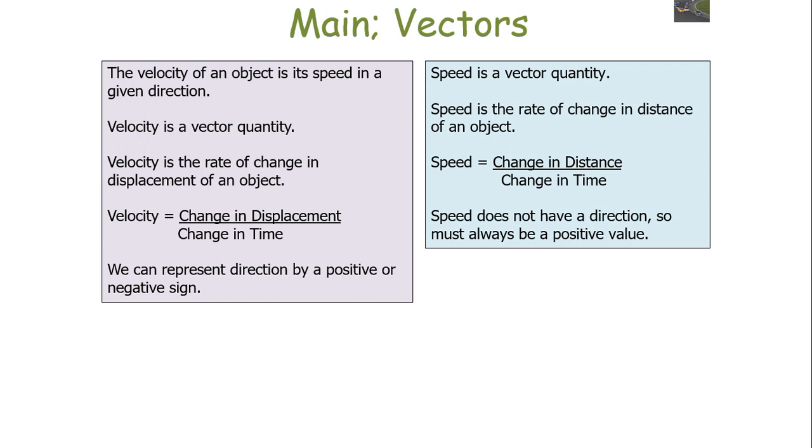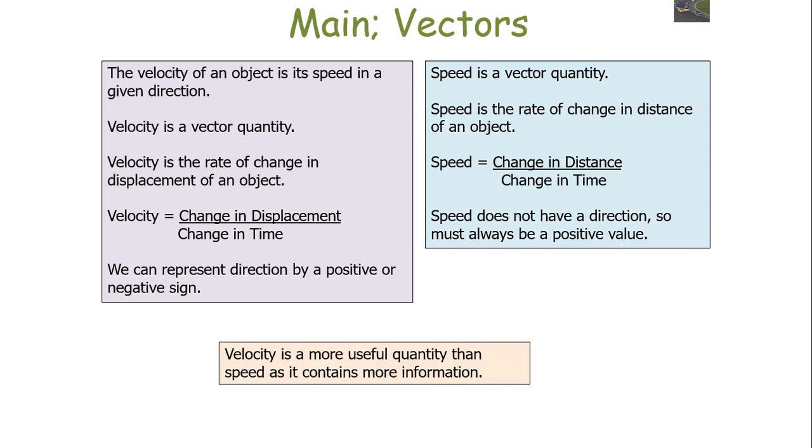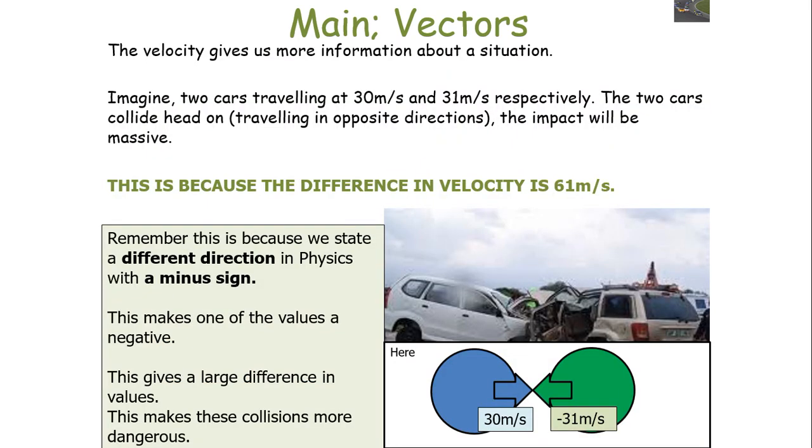So to compare that, speed is not a vector, it's in fact a scalar quantity. It's the rate of change in the distance of an object, so it's the change in distance over the change in time, and it doesn't have a direction, so it's always a positive value. So that means velocity is a much more useful quantity than speed because it contains extra information.